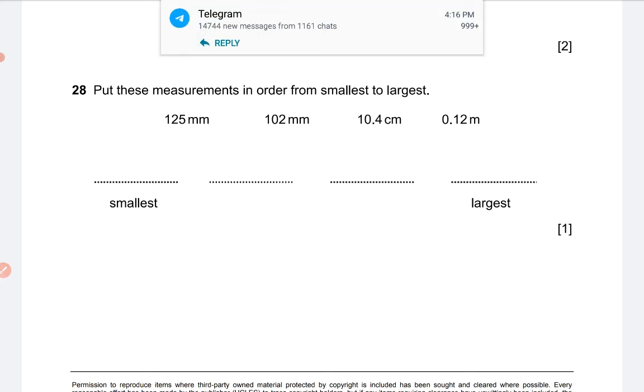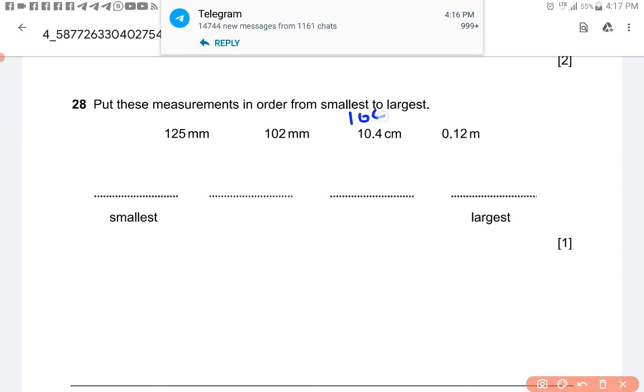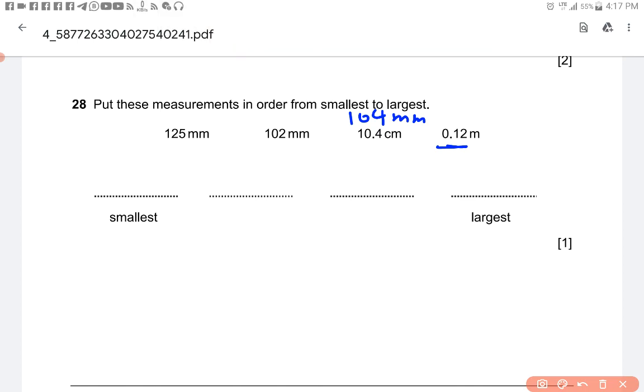10.4 centimeter will be 104 millimeter. And 0.12 meter, you will multiply by 100, then by 10, multiply by 1000, it will be 120 millimeter. Then put them in order, start by the smallest one, 102 millimeter.